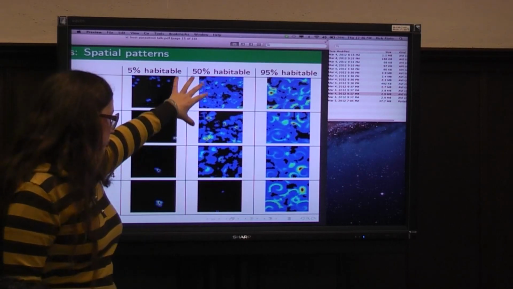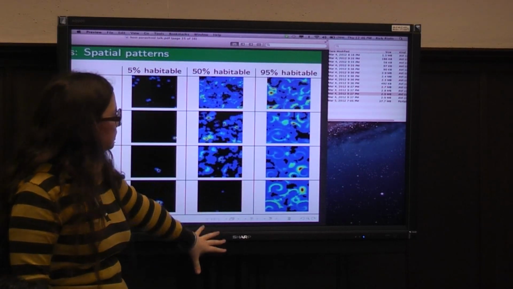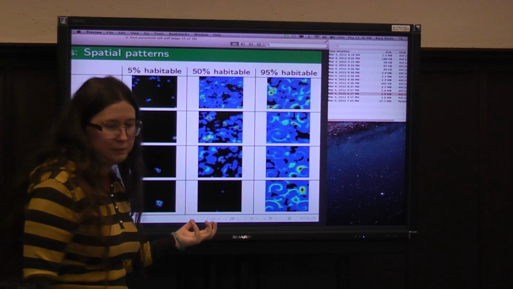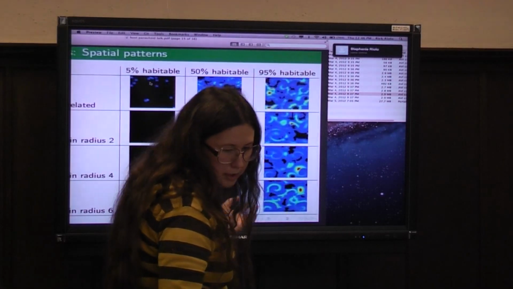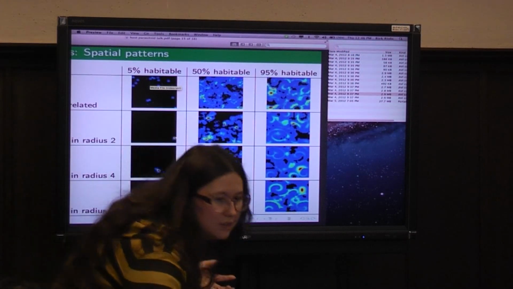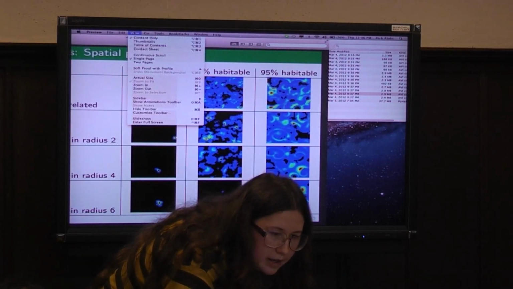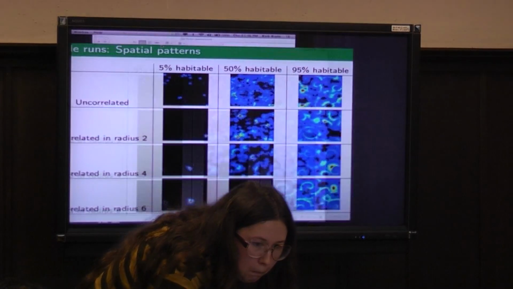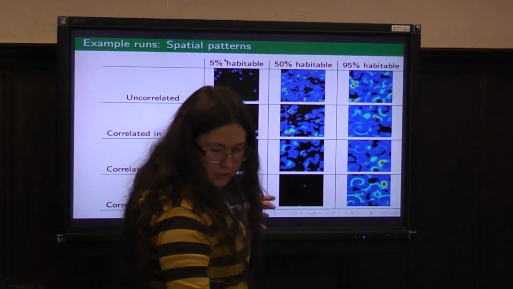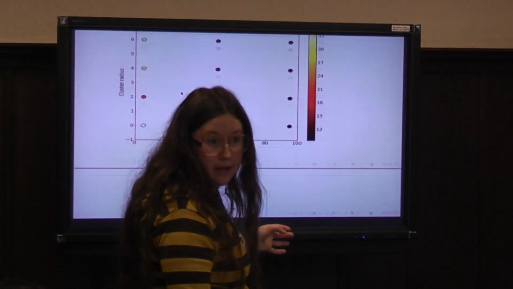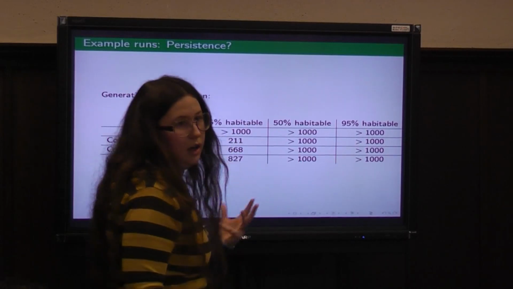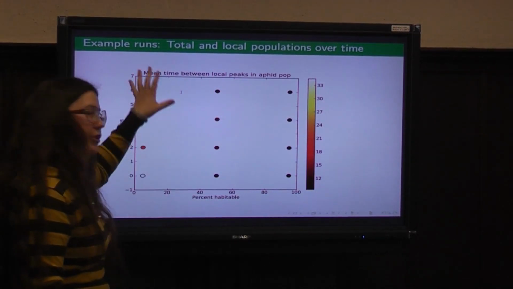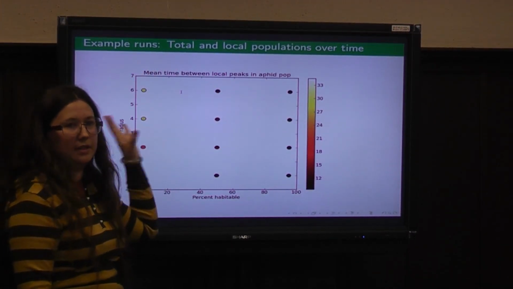Another question is, at this 50% habitable state, where we've got pretty good persistence when we were looking before. Let's see if we can get this view back. So in all of the 50% habitable cases, we did get persistence, and we got slower, but not as incredibly slow as the 5% case, peaks in local population.